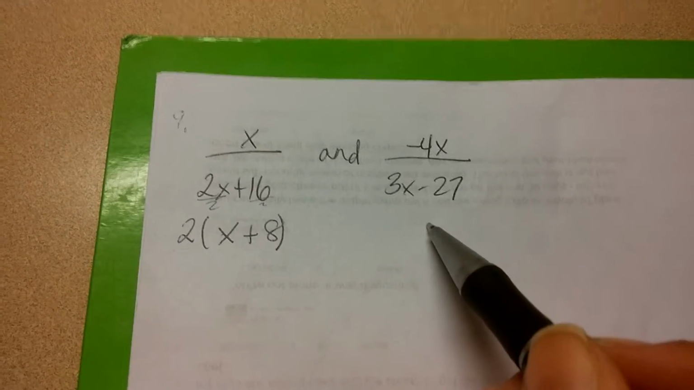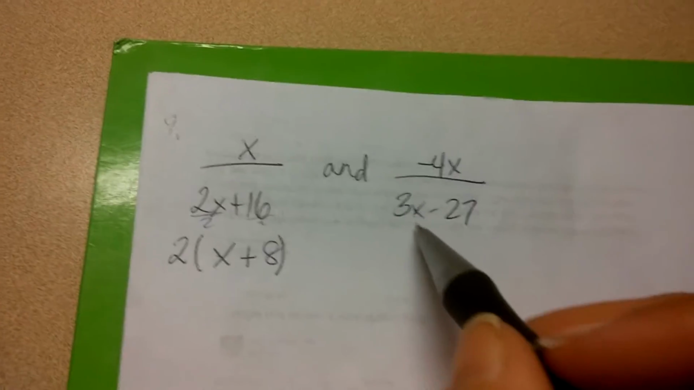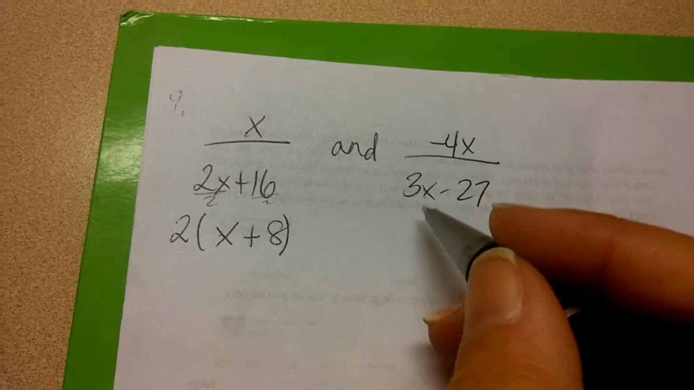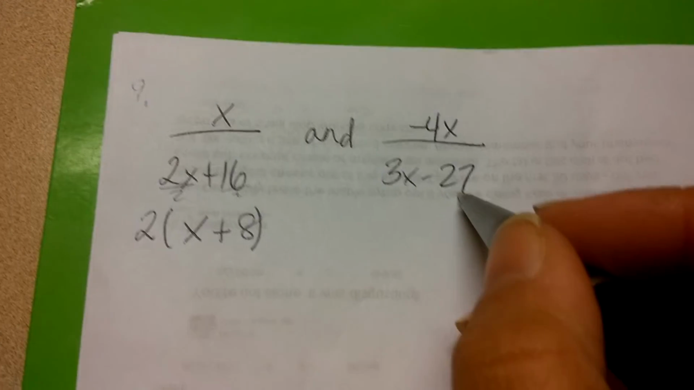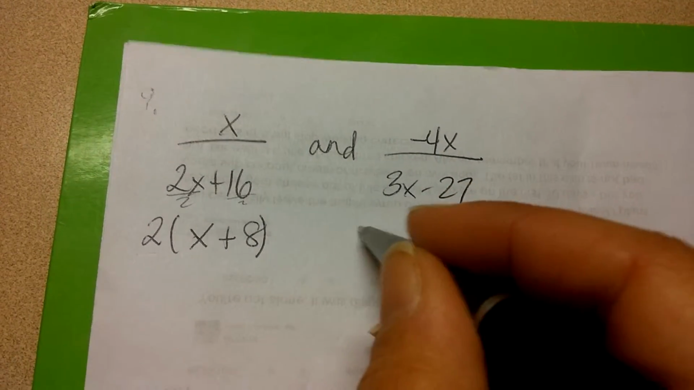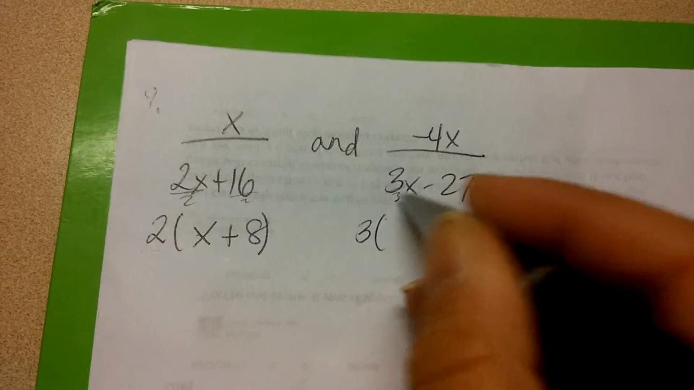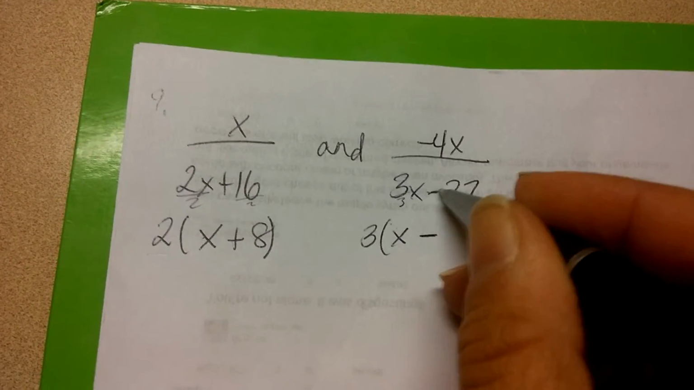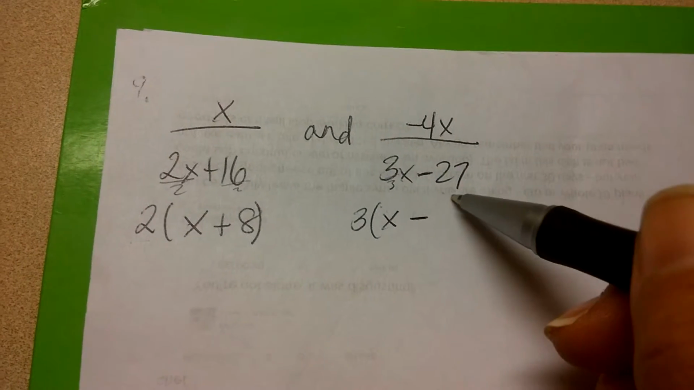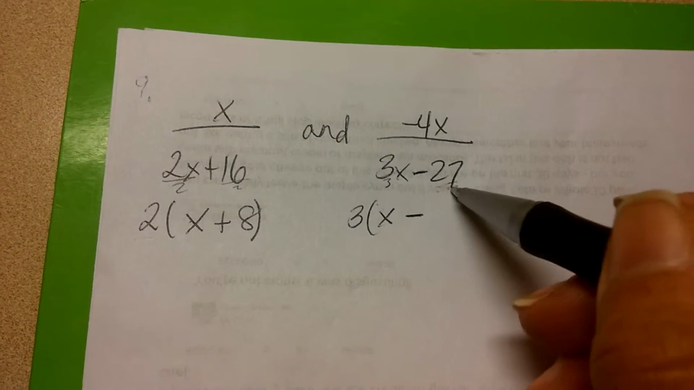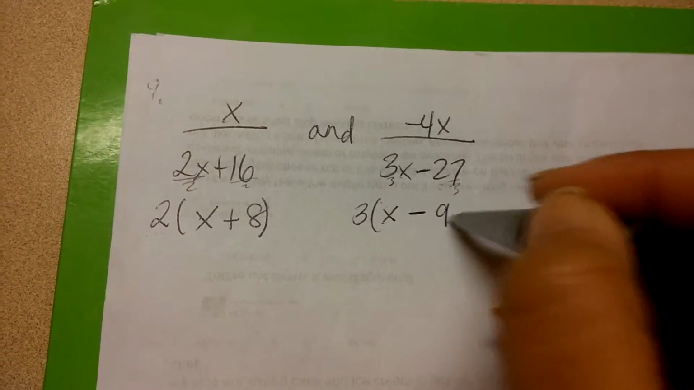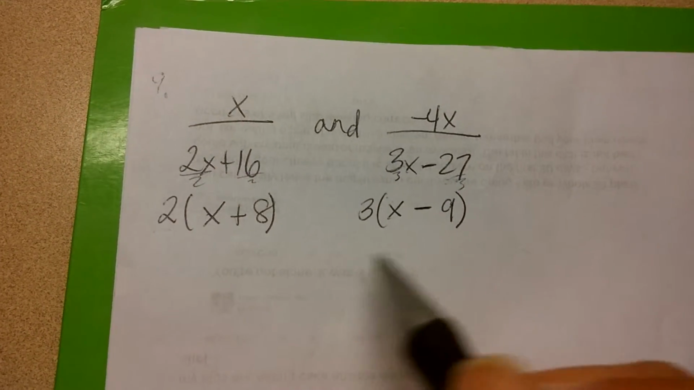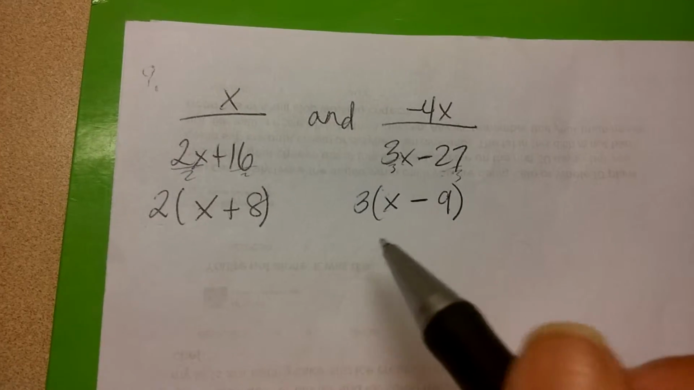Then you go over to the second one, and you're going to see what can I divide into this term and this term. Well, I know 3 can go into 3, but I also know that 3 can go into 27. So I'm going to factor out a 3, and divide this by 3. That's 1x minus, remember, we got to be careful with our signs here, minus 27 divided by 3, which is 9.